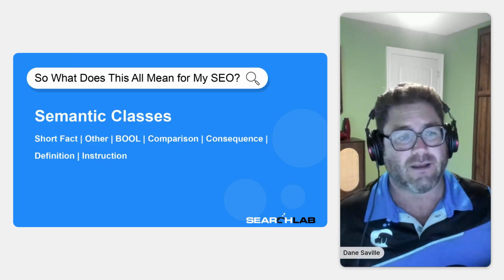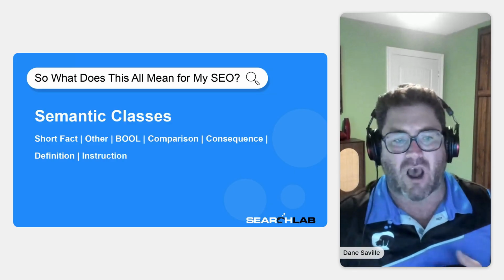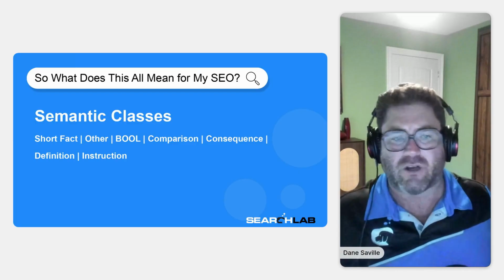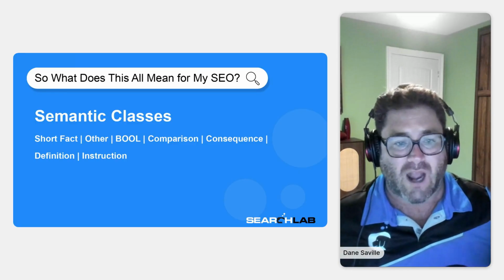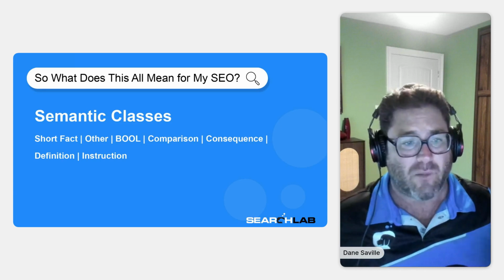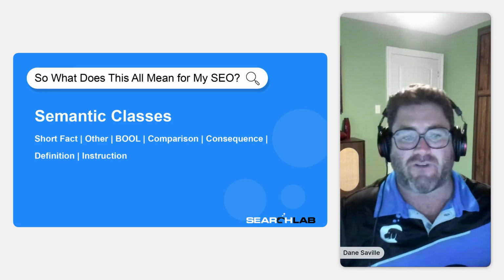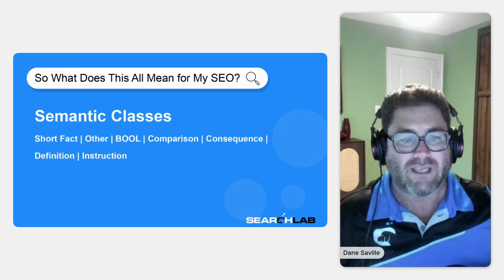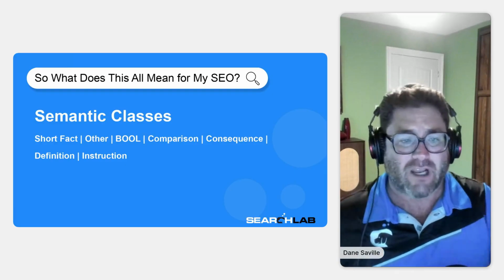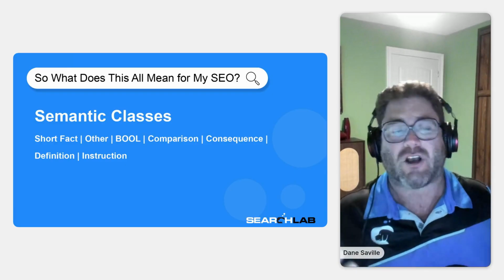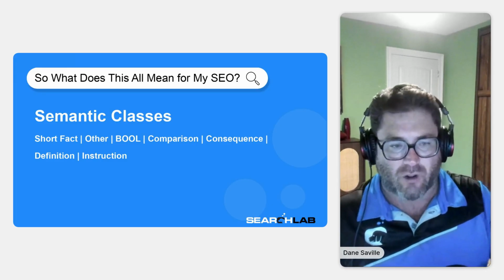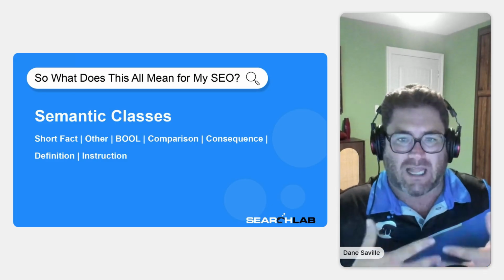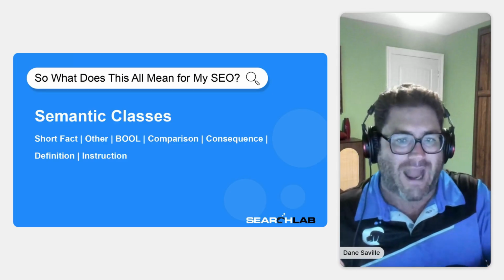So short fact: how much does this Honda Civic cost? Other: what do seniors say about senior living care facilities? Bool: can I become a lawyer without going to law school? Comparison: Ford F-150 versus Chevy Silverado. Reason: why was the Hemi discontinued? Definition: what is a registered nurse? Instruction: how do I change the oil in my car? So this is just another layer of how to categorize, classify the search intent someone has.